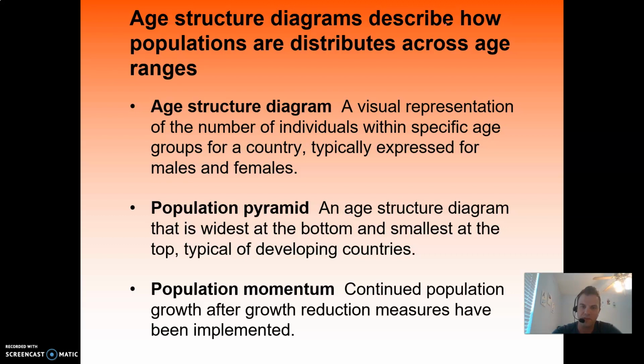So a population pyramid is what's typical of an LEDC. It's widest at the bottom and smallest at the top, the bottom being your younger people. That means there's a lot of young people, and it drastically reduces as it goes up because people are dying younger. Population momentum is continued population growth after growth reduction measures have been implemented, and we'll see that in some of these diagrams.